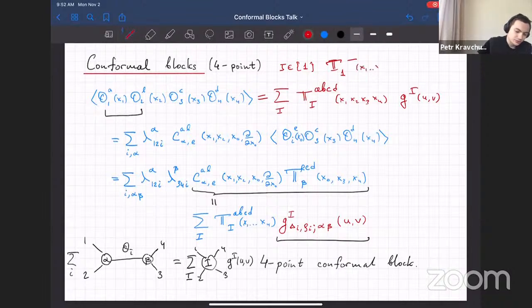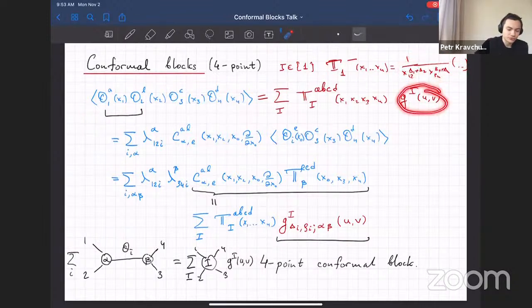T of x1 to x4 is something like 1 over x12 to the power delta 1 plus delta 2, x34 to the power delta 3 plus delta 4, and then a couple of other factors of the same kind. So this thing just has the same transformation properties as the 4-point function of scalars, and then we just multiply it by a function of the conformal invariant cross ratios. The statement is just that for scalars, there is just one such thing that we can write. For operators with spin, there can be several, and we just need an index for them.